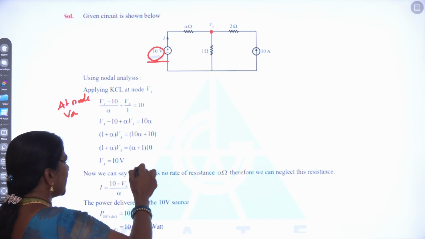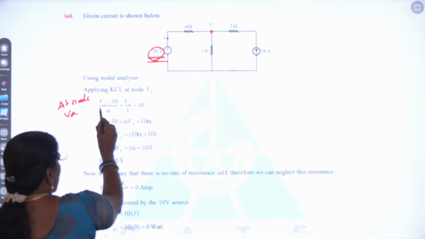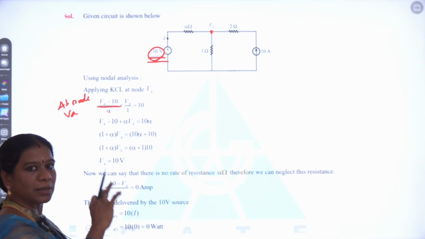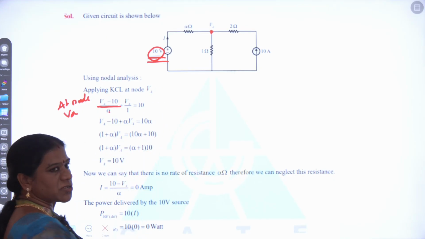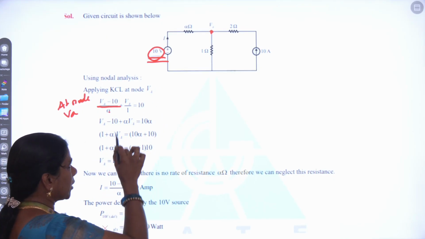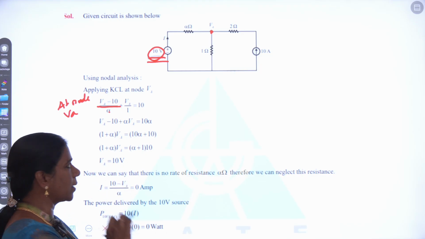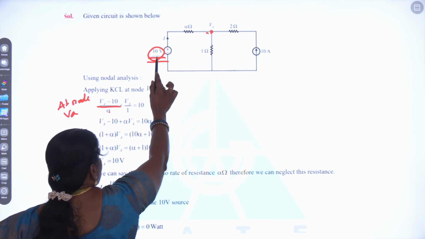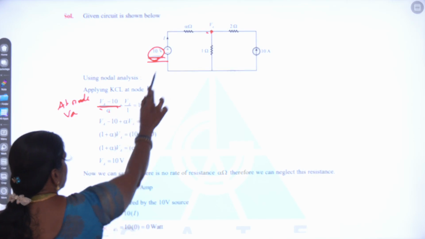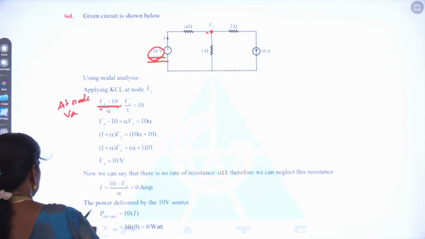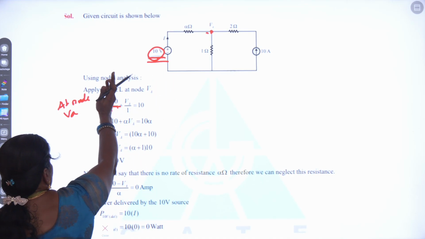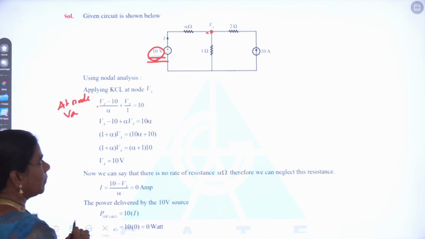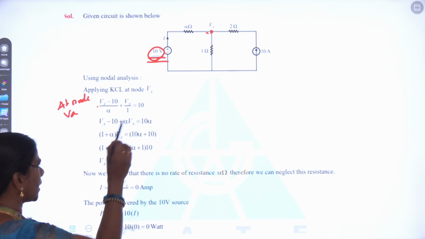So VA minus this 10 volt, divided by the resistance alpha, will give you the current passing through that particular branch to the node VA. So here we can say VA minus 10 divided by alpha, that will be the current passing through VA.